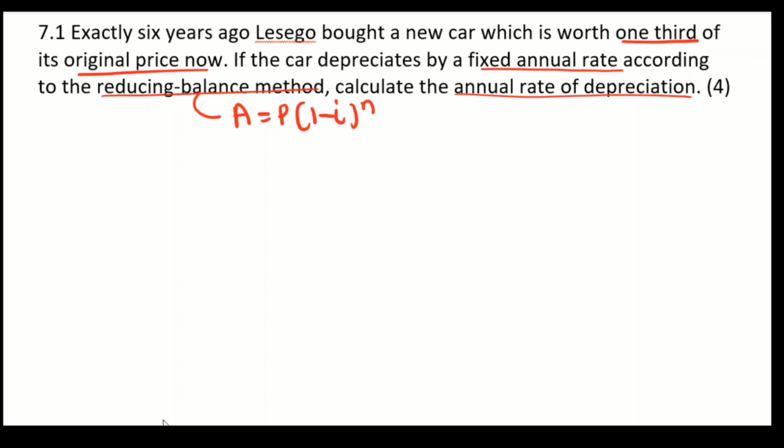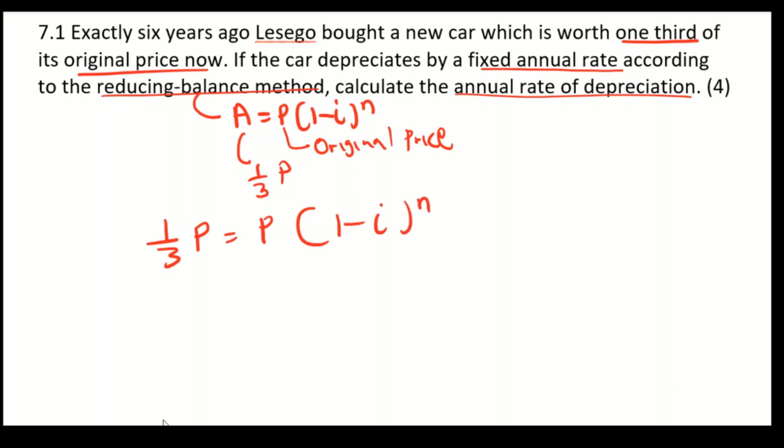So the original price will be the P. Let's say this is the original price. So A is going to be 1/3 of P. If we write it properly, 1/3 of P is equal to P(1 - i)^n. Remember, we have n equal to 6 years, and what's mostly important is that this interest rate is fixed. It's an annual interest rate, which just tells you that it's 12 months.